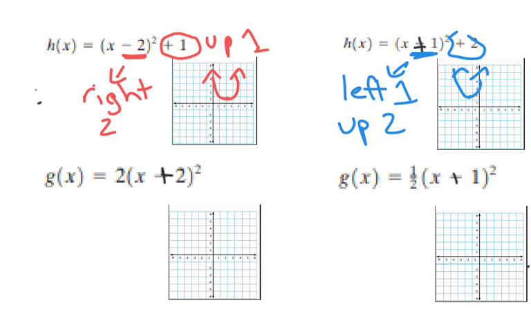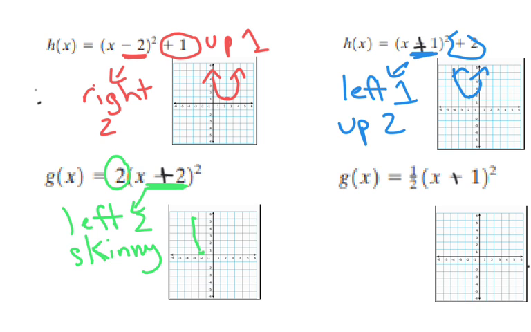Okay, g of x equals 2 times the quantity of x plus 2 squared. So inside is left or right, the opposite. So this is going to move it left 2. The number out in front, since the absolute value of 2 is 2, since that's bigger than 1, that means it's going to make your graph skinny. So you're going to go to the left 2 for your vertex, and your graph is going to look skinnier than it normally would.